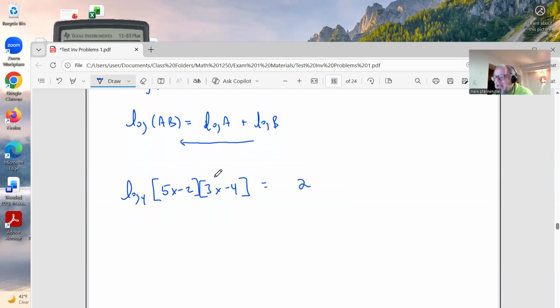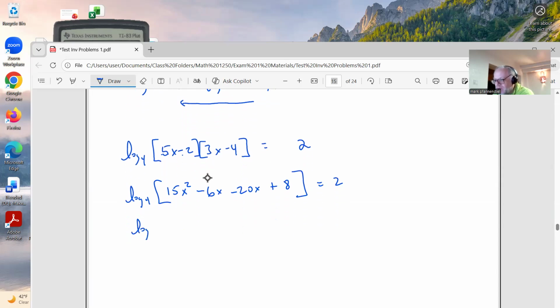That's coming. Okay. And now we have to go through and distribute the stuff out. So we have log base 4 of, now we're going to go ahead and multiply this out. We have 5 times 3, that's going to be our 15x squared. We have a negative 6x, the negative 2 times 3. We have a negative 20x, that's 5 times 4. And then finally, we have a negative 2 times negative 4. That's going to give me a plus 8, and that is equal to 2. Let's go ahead and simplify. So we have log base 4 of 15x squared minus 26x plus 8, and that is equal to 2.